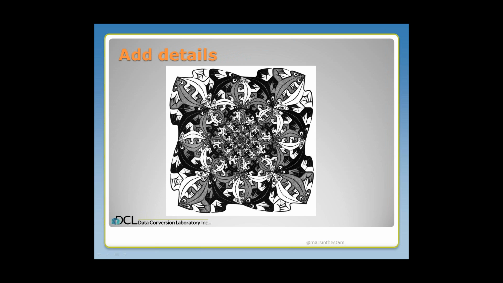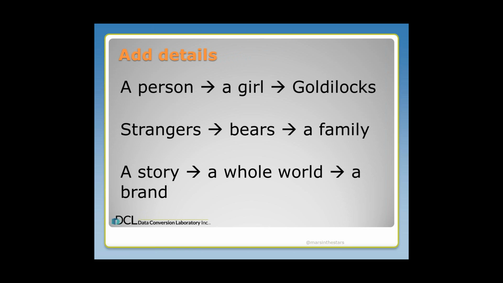Step three is adding the details. So I said that stories give us context, but it's not just the context of the product. We need to see that this story doesn't exist in a vacuum. We need to add details. For example, if we look at Goldilocks and the Three Bears, maybe we start off with just a person who goes to a stranger's house and a story happens. But we can add in these details that make a whole brand out of what was initially just one product or one piece of the story.